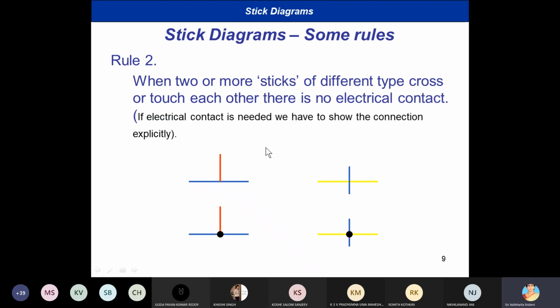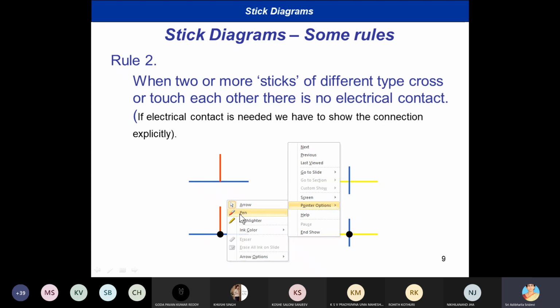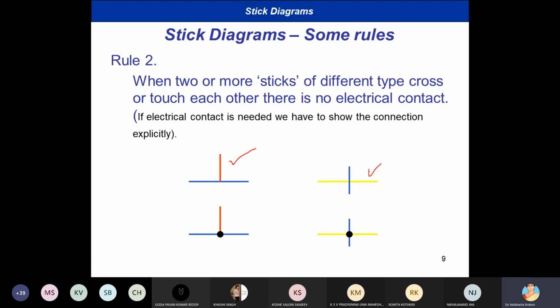And if sticks of different colors touch each other, there is no contact. We have to understand that there is no contact. Are you getting my point? For example, if two different colors touch, like this reddish polysilicon and this bluish metal, here they touch each other. That means there are two different layers. There is no connection at all. But if you want connection between them, you have to provide an electrical contact. Are you getting my point?